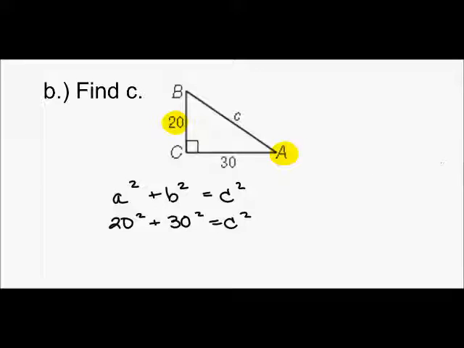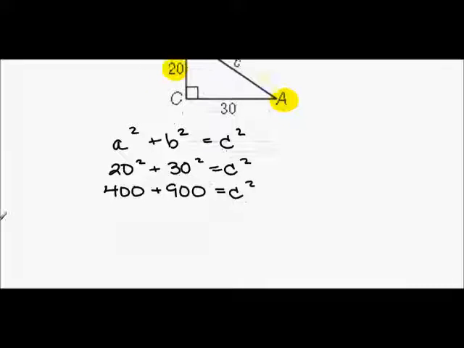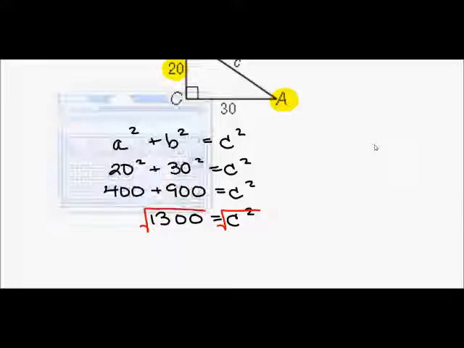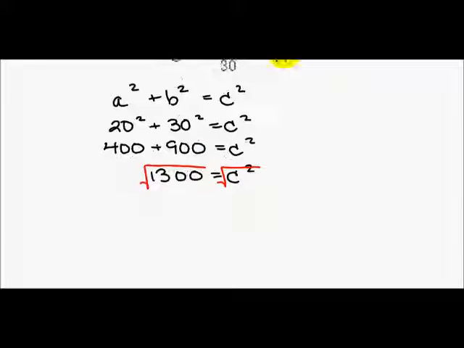Okay. 20 squared is 400. 30 squared is 900. When I add those together, I get 1300 is c squared. Now I'm going to square root to get c by itself. And if I take the square root of 1300, you can probably see this, that is an irrational number. So I have 36 point some ugly decimal. So I am going to simplify the radical here.